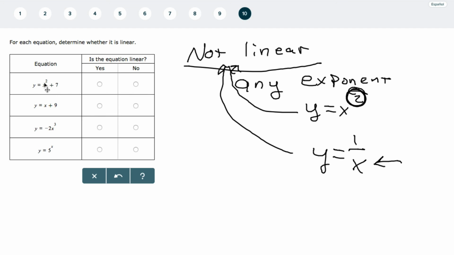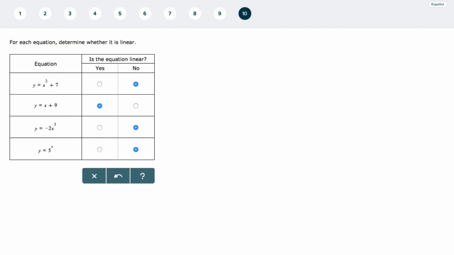So let's look at this first one. I see an exponent right there, not linear. No exponent, no denominator, linear. I see an exponent, not linear. I see an exponent, not linear. Okay, if you see an exponent involving a letter at all, then it's not linear. If the x is in the denominator or the y is in the denominator, again, not linear.